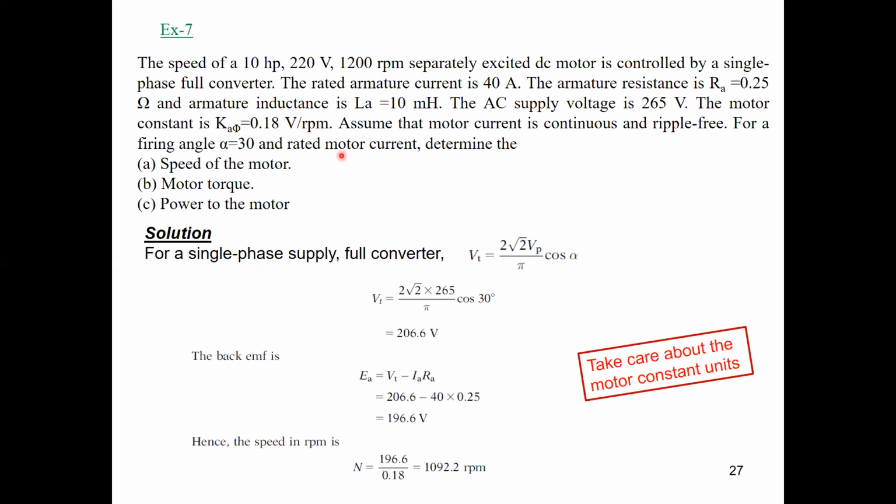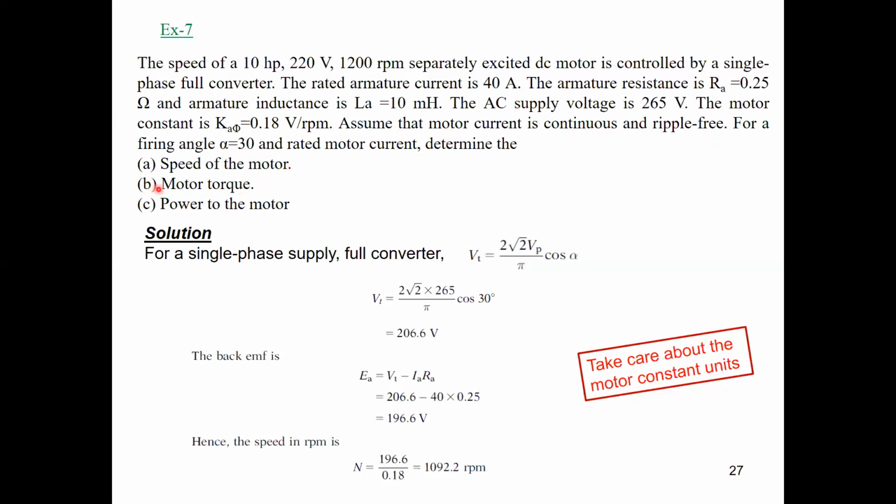So what is required here? Assume that the motor current is continuous and ripple free. This is good. For a firing angle alpha equal to 30 degrees and rated motor current, determine the speed of the motor. We need to calculate the motor speed.